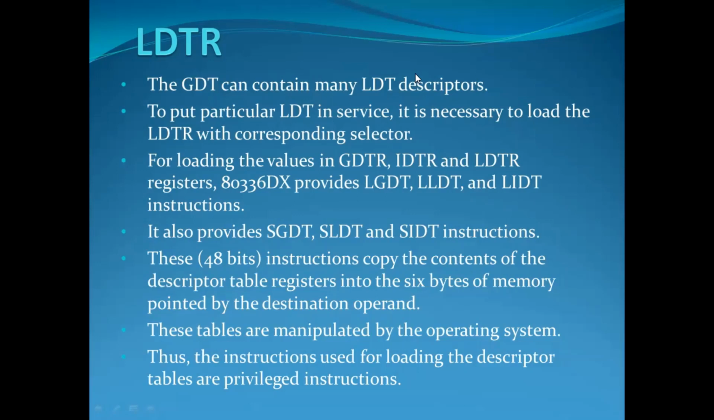Besides the LGDT, LLDT and LIDT, the 386 provides the SGDT, SLDT and SIDT instructions to store the values of the GDTR, IDTR and LDTR. These instructions copy the contents of the descriptor table register into the 6 bytes of memory pointed to by the destination operand. These tables are manipulated by the operating system. Thus, the instructions used for loading the descriptor tables are privileged instructions.